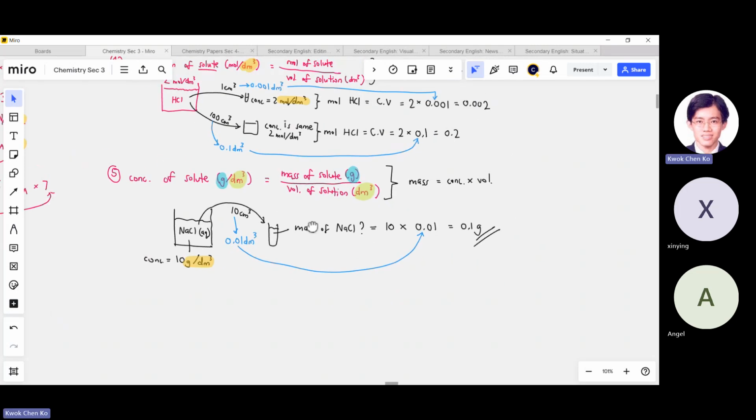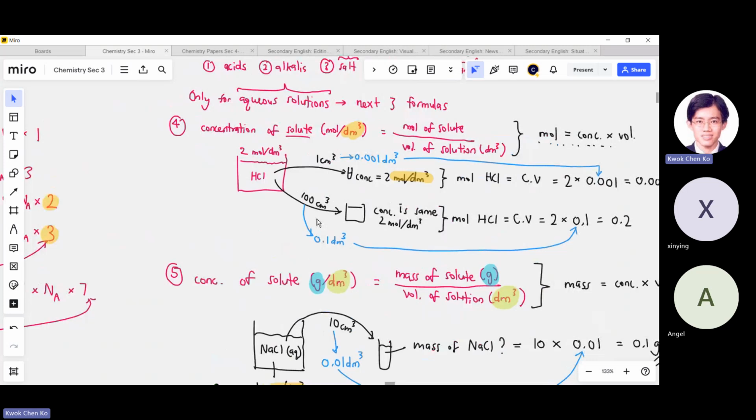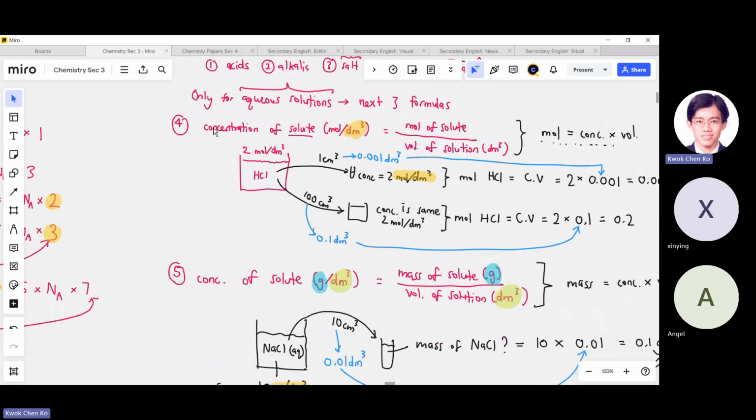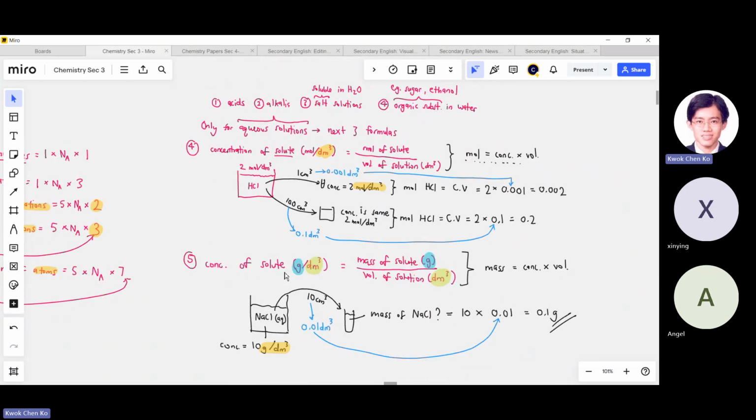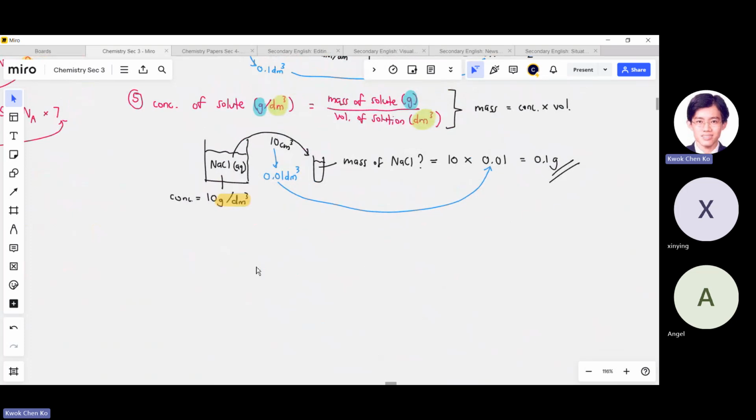Okay, last one. Last formula for concentration, I mean for aqueous solution. Look at these two, number 4 and number 5. Number 4 is concentration in mole per dm cube. Number 5 is concentration in gram per dm cube. And I relate them in the same formula. For the last formula, it depends on you. You may or may not want to use it.